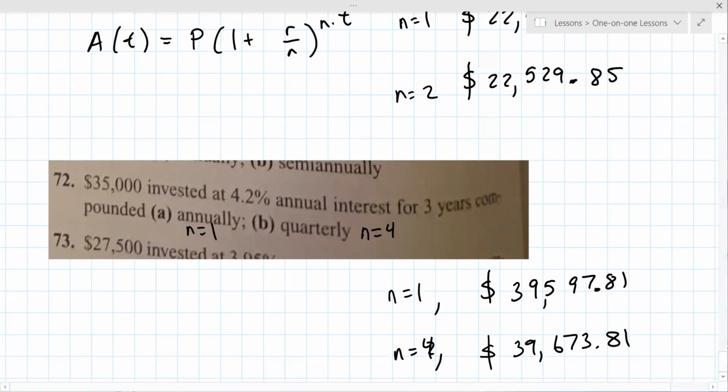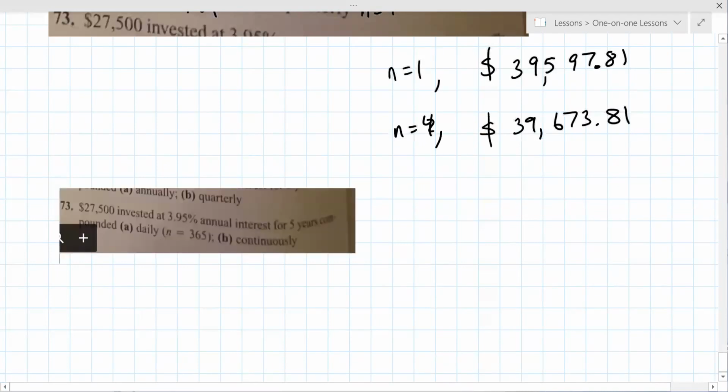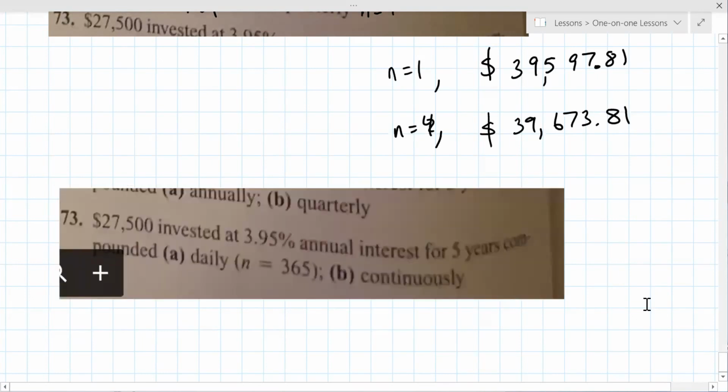73. Again, we just have new numbers. For daily, they actually tell you what it means there: N equals 365. The only other ones you might ever see are weekly and monthly, which just have different N values. Are both of them compounded periodically, or is one of them different? They're both non-continuous, so the formula I gave you for these problems is the same.